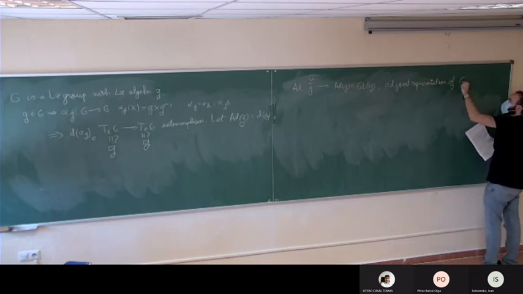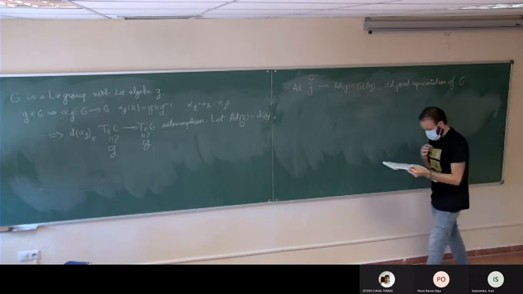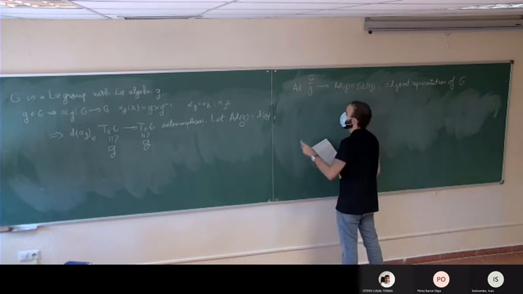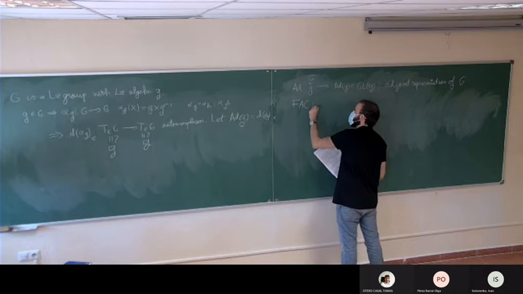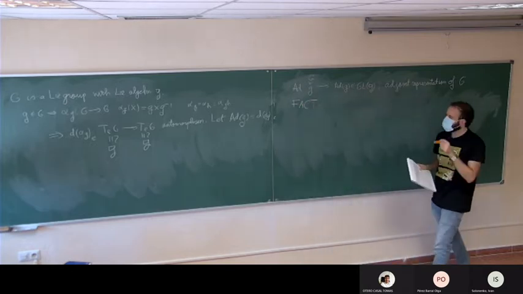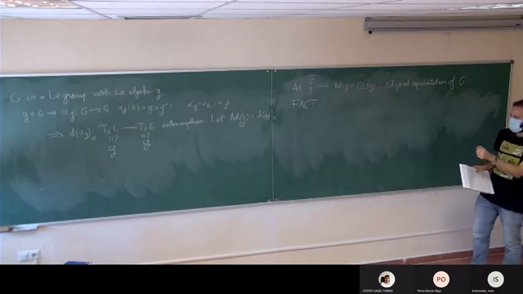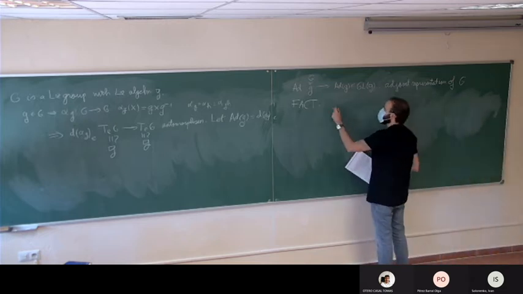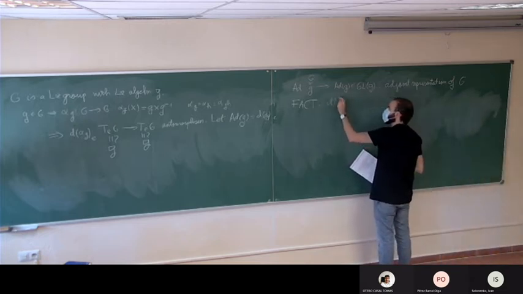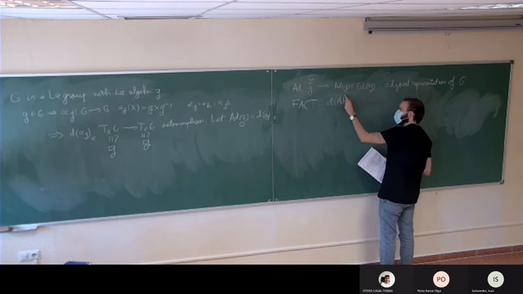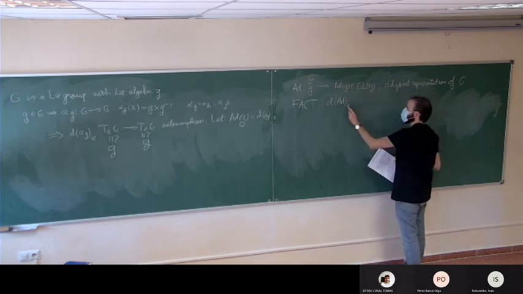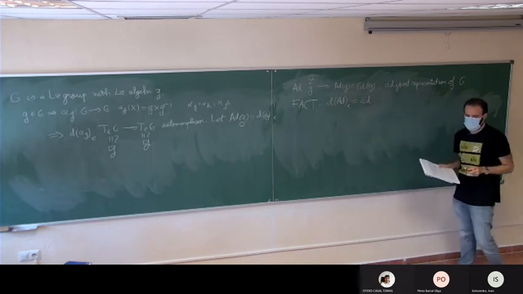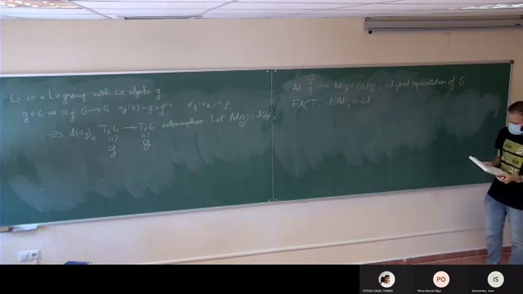So a very important fact here is that this adjoint representation and the adjoint representation of the algebras are related in the following way. The differential of the capital A adjoint representation at the identity is equal to the adjoint representation of the algebra. Okay? So more definitions regarding this representation.